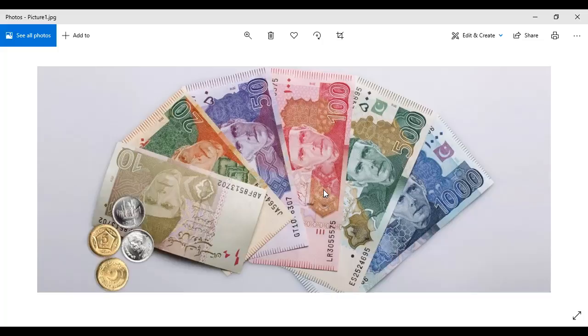But the front is similar in this manner, that all of them have a photo of Quaid-e-Azam Muhammad Ali Jinnah, our great leader, on it, right? And the backs are different. Some of them have a mosque, some of them have other historical places, right? So now these are the notes that we have.